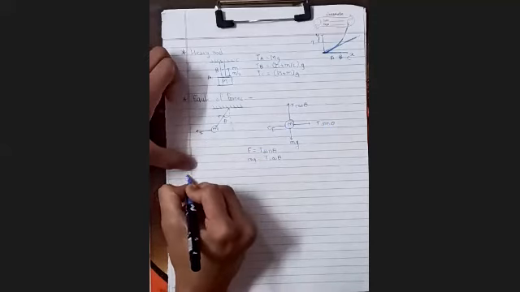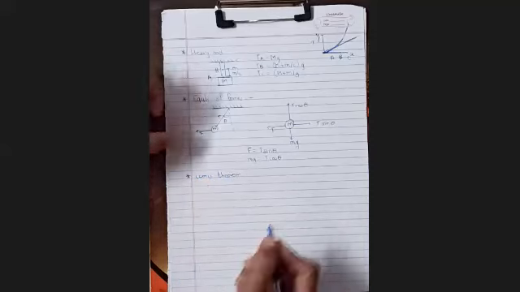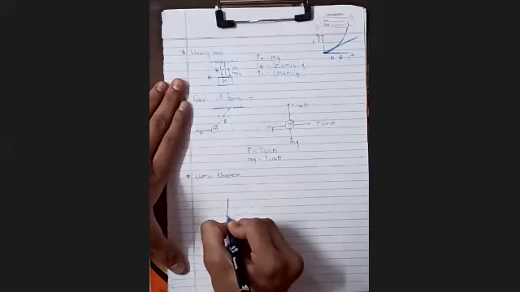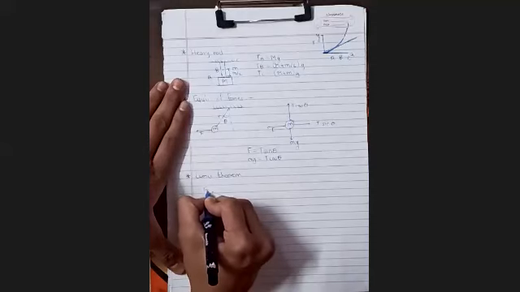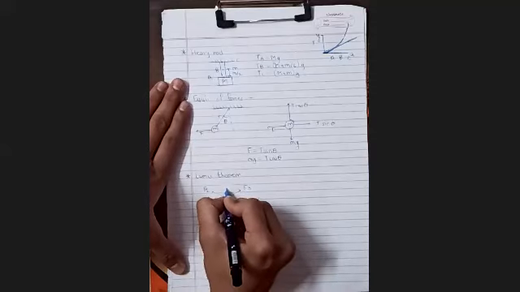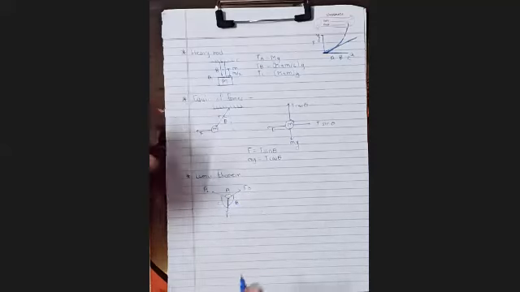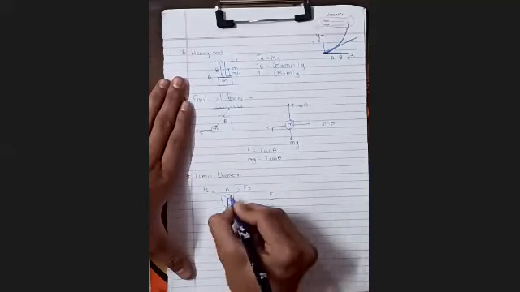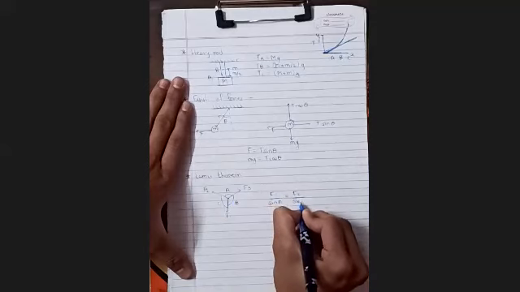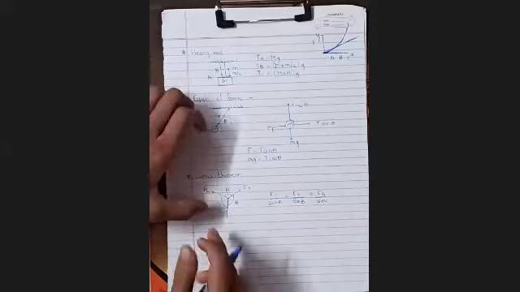Next point is Lami's theorem. If there are forces F1, F2, F3, and we have given this angle as A, this angle as B, and this angle as C, from here we get an important conclusion that F1 upon sine A is equal to F2 upon sine B is equal to F3 upon sine C. Let's take an example on this.